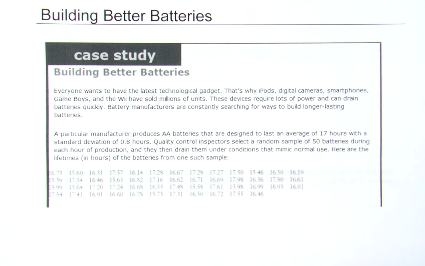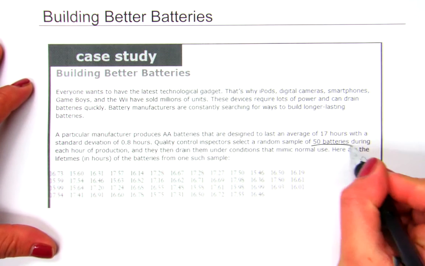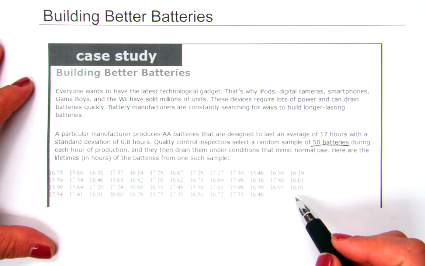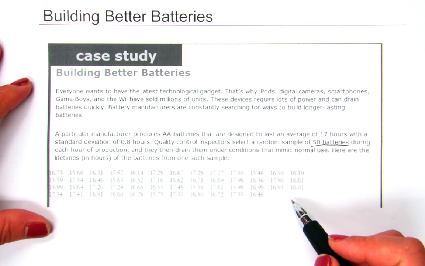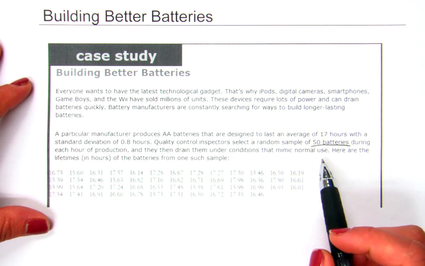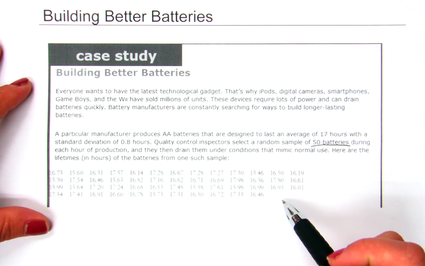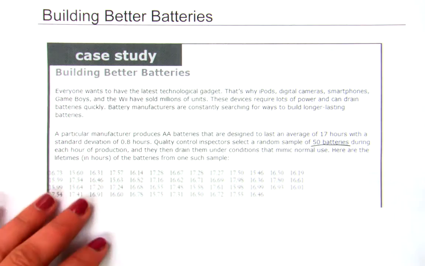This comes from the beginning of the book, actually. It was a case study about building better batteries. So the question is, are battery manufacturers constantly searching for ways to build long-lasting batteries? And so they take a random sample of 50 batteries, right? So there's 50 data points over here for that. And then they drained them under conditions that mimic normal use. Here's the lifetime in hours of the batteries from one of the samples of 50 batteries that they took.